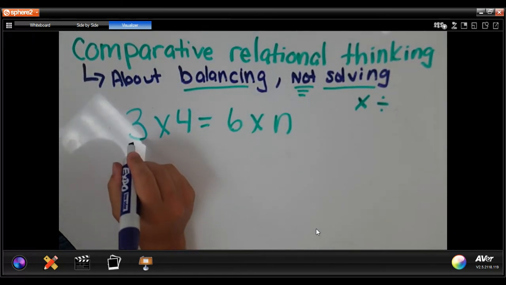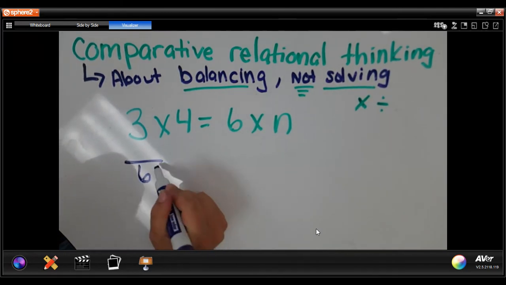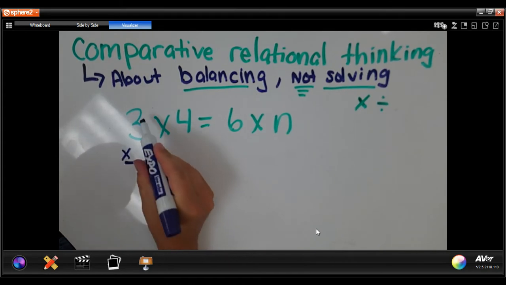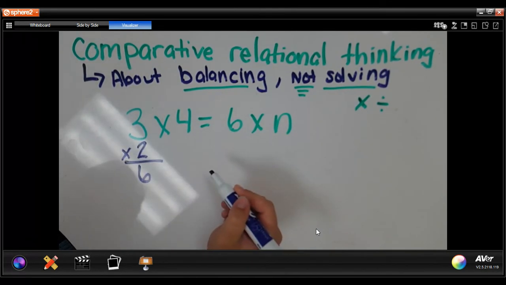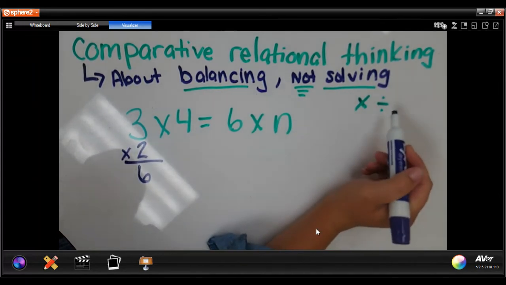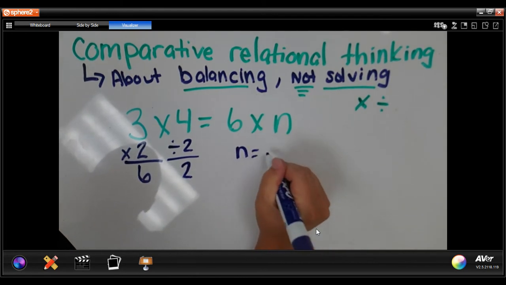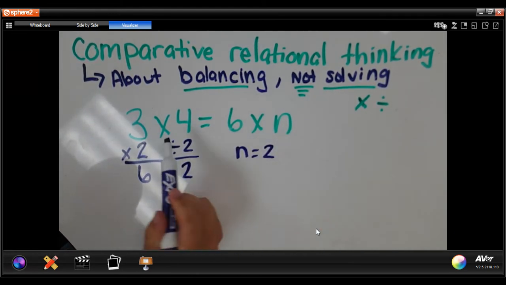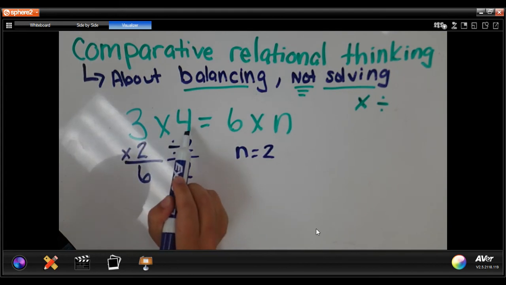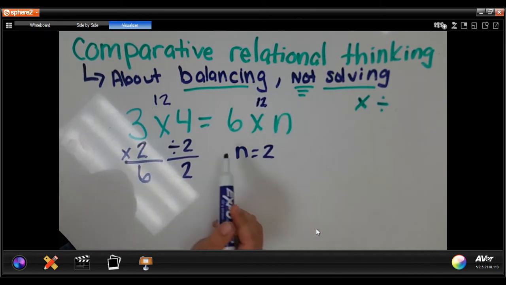So I'm going to say 3 times what or divided by what gives me 6. Because this is a larger number, I know I have to multiply. And I know 3 times 2 will give me 6. So if I multiplied this one by 2, I have to use the opposite operation, dividing. 4 divided by 2 will give me 2. So I think n equals 2. We could check our work by saying 3 times 4 equals 12. 6 times 2 would also give me 12. So we balanced this equation by using comparative relational thinking.